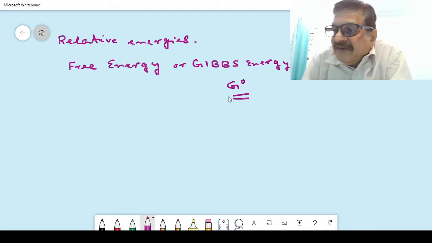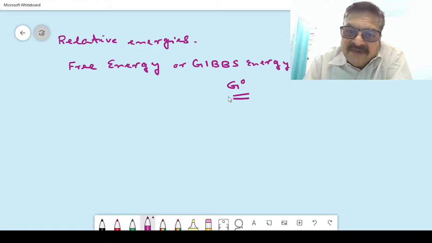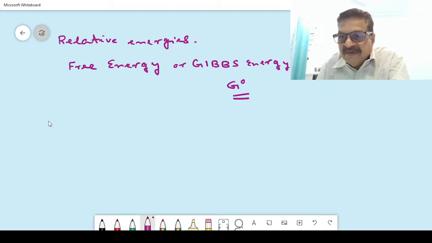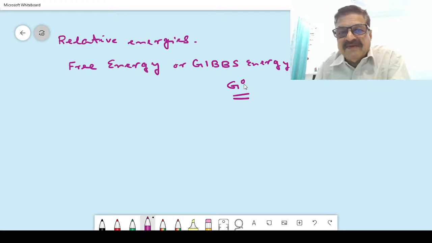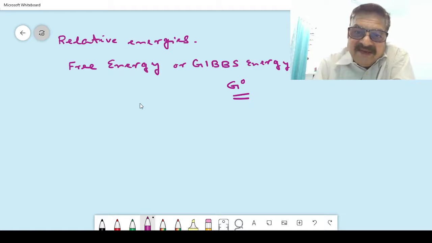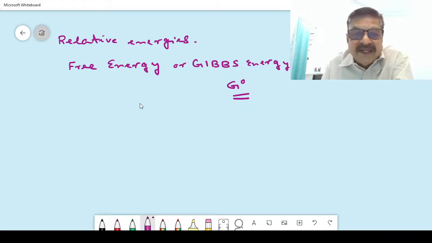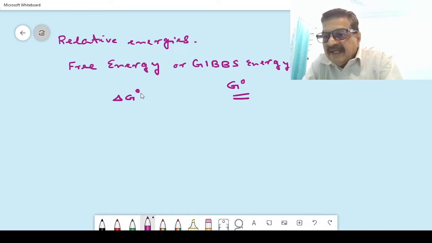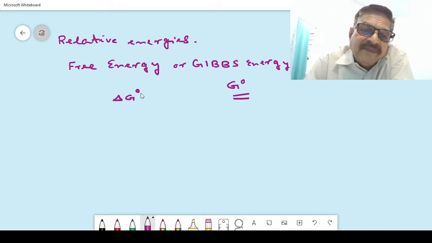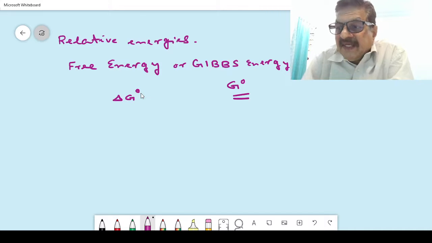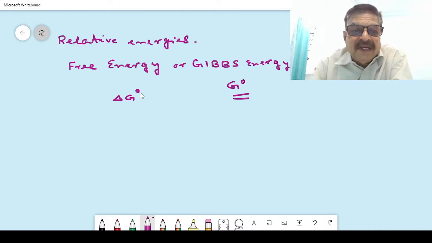Now, the free energy of a molecule is called Gibbs free energy. It is represented by G with a superscript, the G degree, just like the degree sign we write here. Now the change in free energy. We are not concerned with the absolute free energy here. The change in free energy, that is delta G, is determined under standard conditions. Delta G is the change in the free energy between the reactants and the products. It is simple, and this is the symbol being used, delta G.